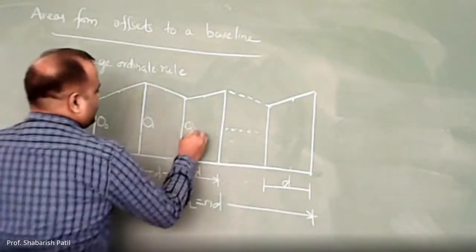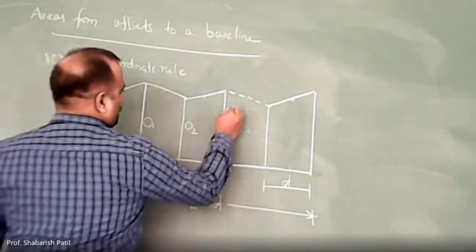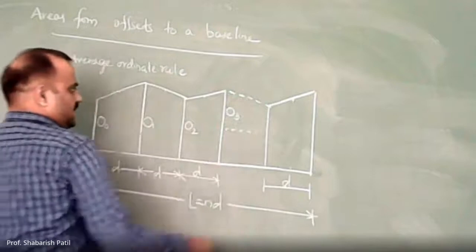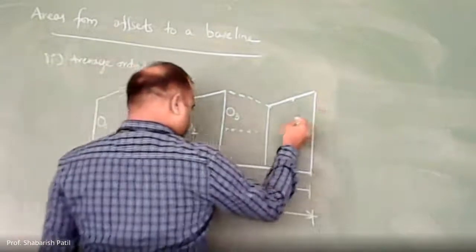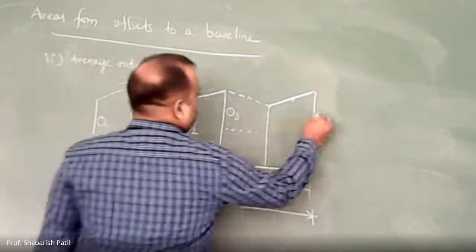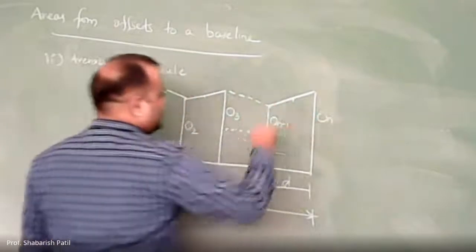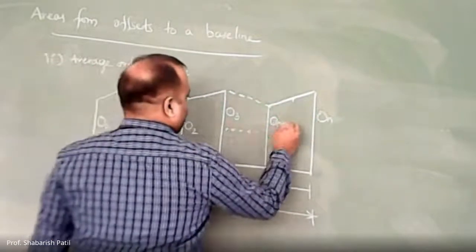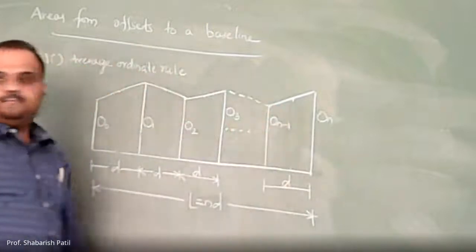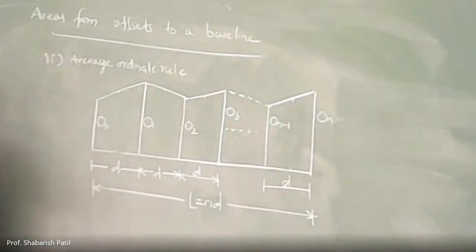This I'm going to call it as O2. This as O3. Okay, like this. Here we will have On and this will be On minus 1. On and On minus 1.